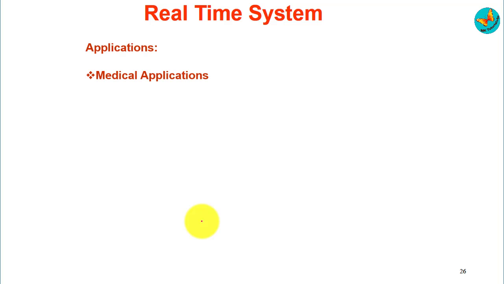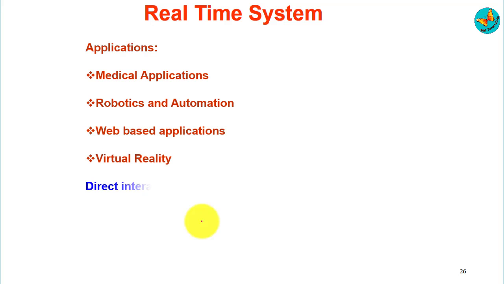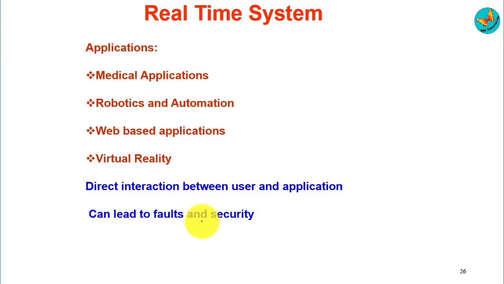So these real-time systems could be used in medical applications, robotics and automation, web-based applications, and virtual reality. As is evident here, direct interaction is possible between the user and the application, which was not there in the batch operating system. But this type of real-time operating system may lead to certain faults and some security issues as well.